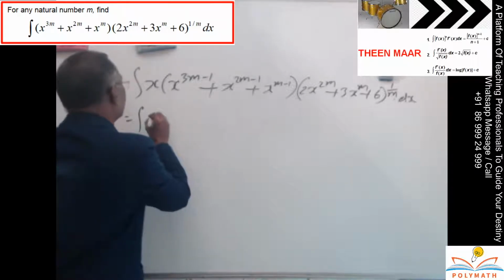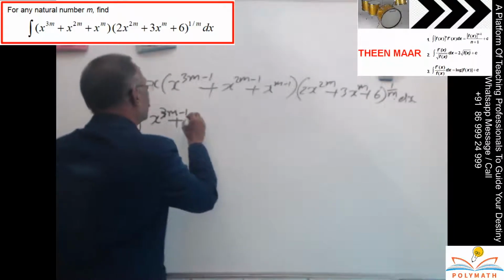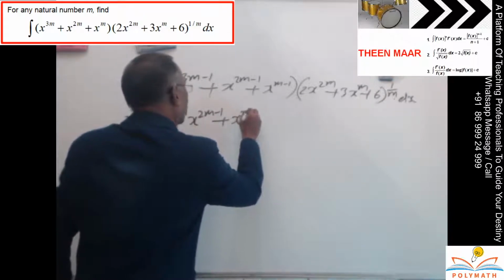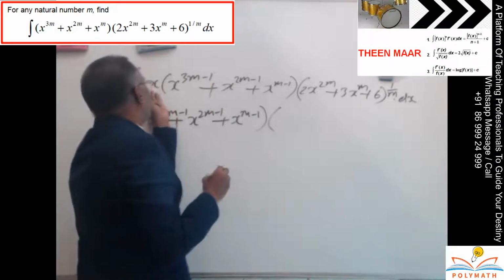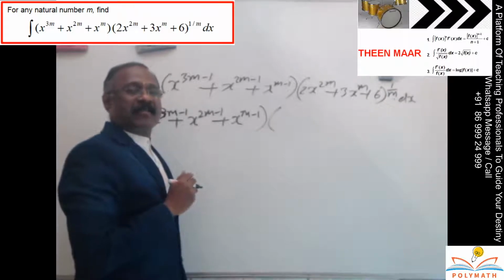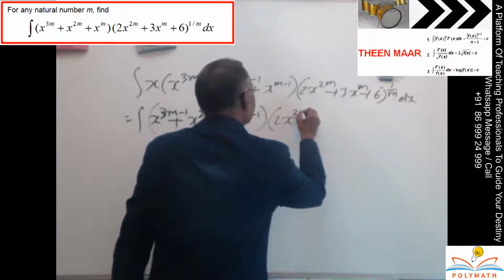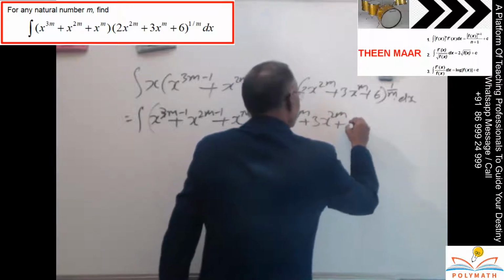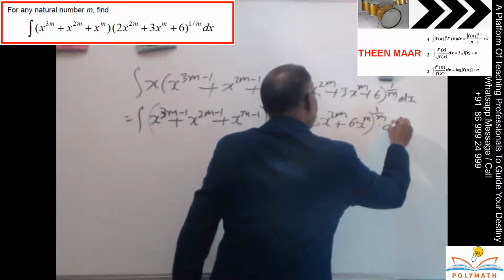So now I'm writing it as x power 3m minus 1 plus x power 2m minus 1 plus x power m minus 1 into, sending this x inside that bracket as x power m, then it becomes 2x power 3m plus 3x power 2m plus 6x power m, whole power 1 by m dx.